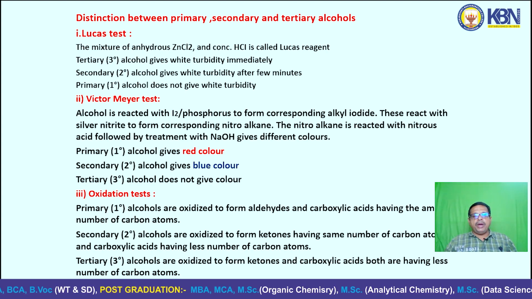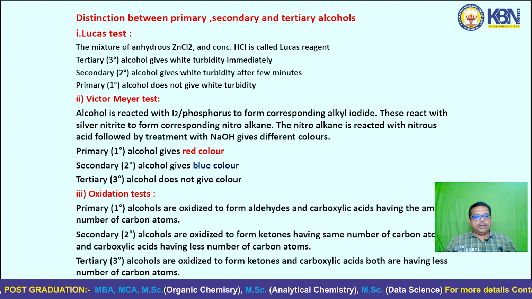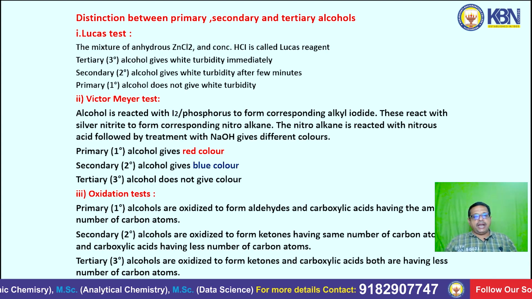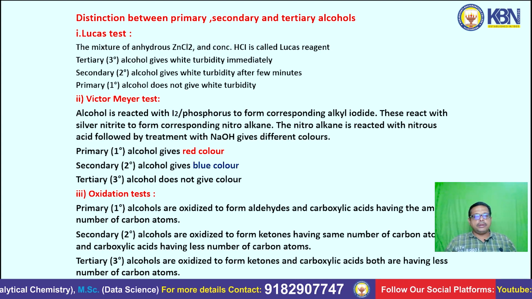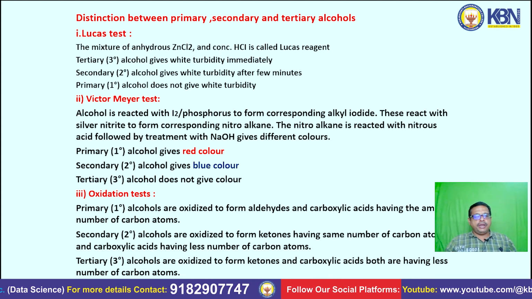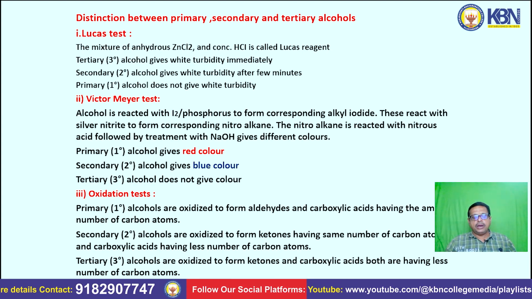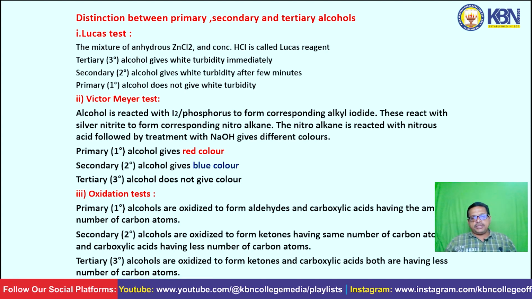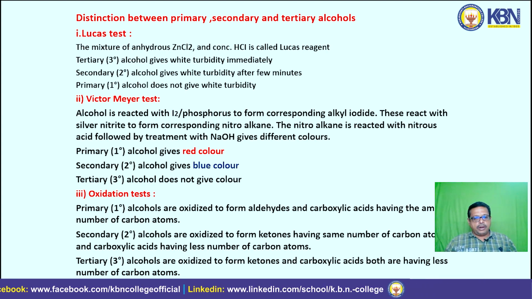So primary alcohol gives red color, secondary alcohol gives blue color in the Victor Meyer test, whereas tertiary alcohol does not give any color. So by identifying the corresponding colors, we can distinguish primary, secondary and tertiary alcohols. The third one is oxidation tests. We have already discussed these in the above slide.